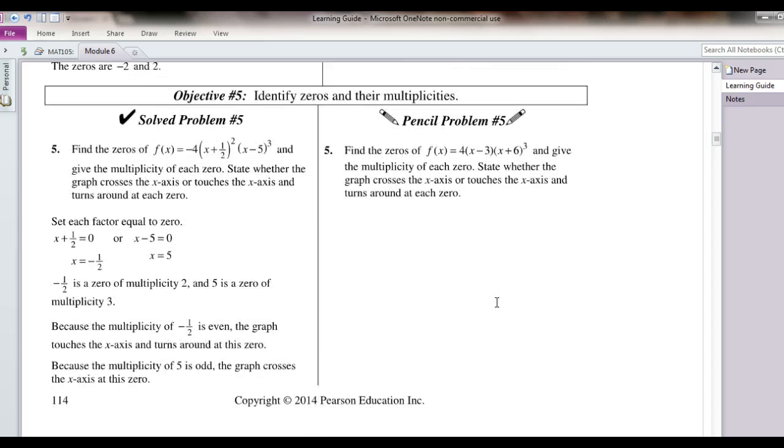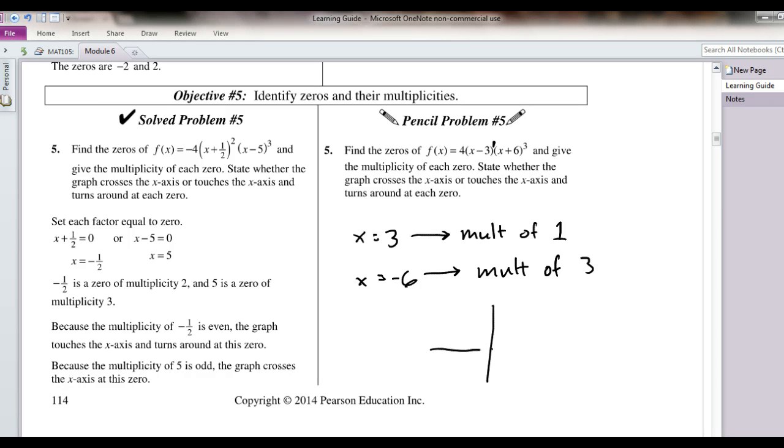Looking at number 5, find the zeros of this and get the multiplicity of each zero, and then state whether it touches or turns. I say bounces instead of touch, and they say turns, and that's instead of passing through. But here we only have two zeros. x equals 3, corresponding to the first factor, with a multiplicity of 1. Since there's no exponent, really this means there's a 1 there. And then x equals minus 6, and that has a multiplicity of 3.